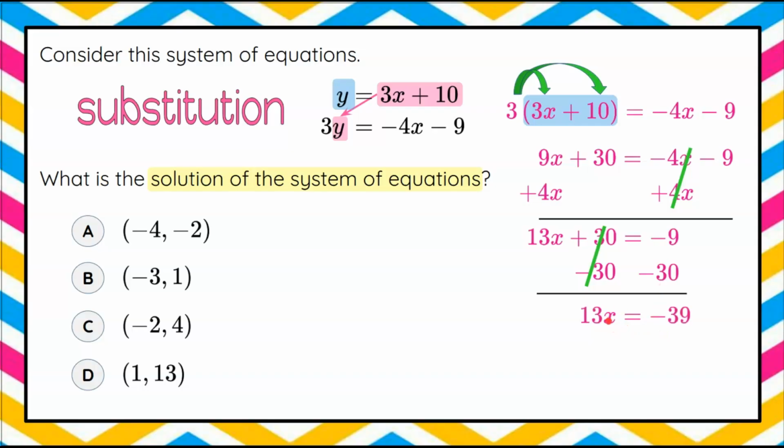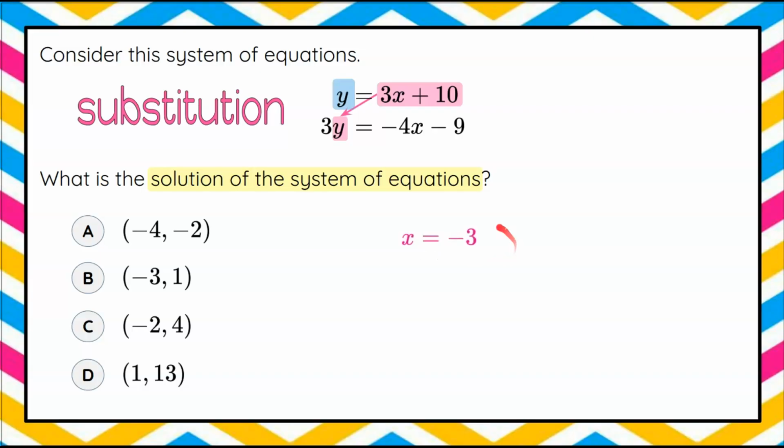To solve for x, I'm going to do the inverse of multiply x by 13, which is to divide by 13. Again, what I do to the left, I must do to the right. 13 divided by 13 is 1x, and then negative 39 divided by 13 will give me x equals negative 3. So I know that x is equal to negative 3.